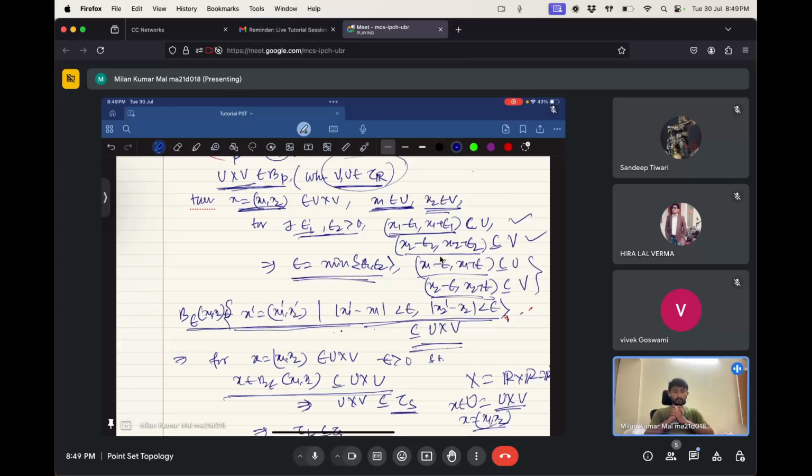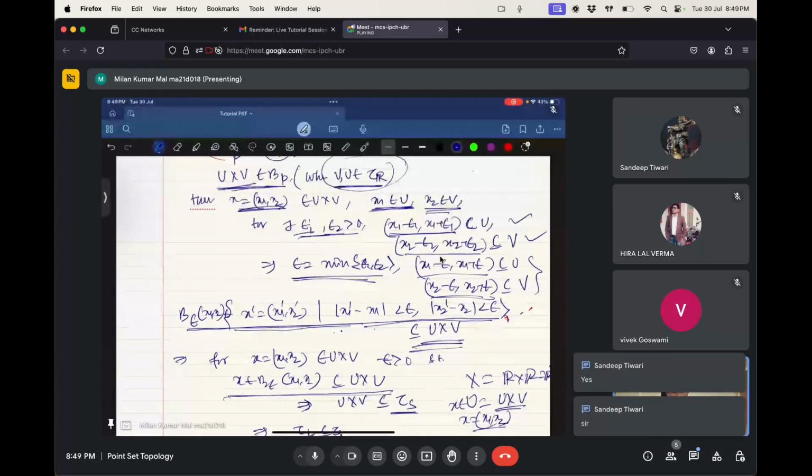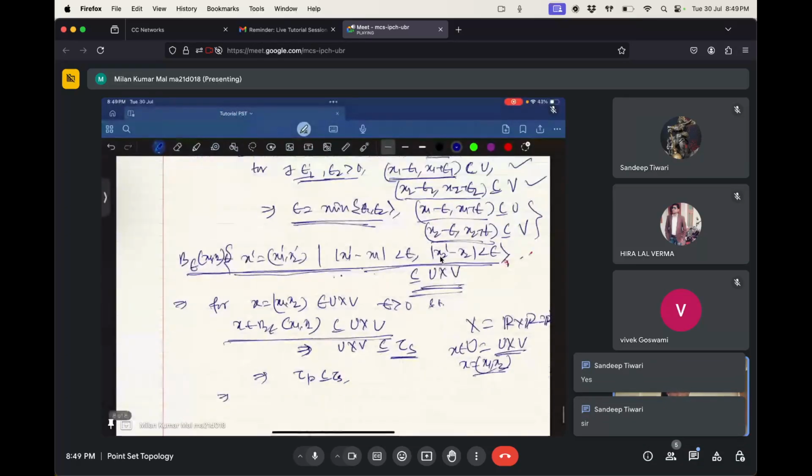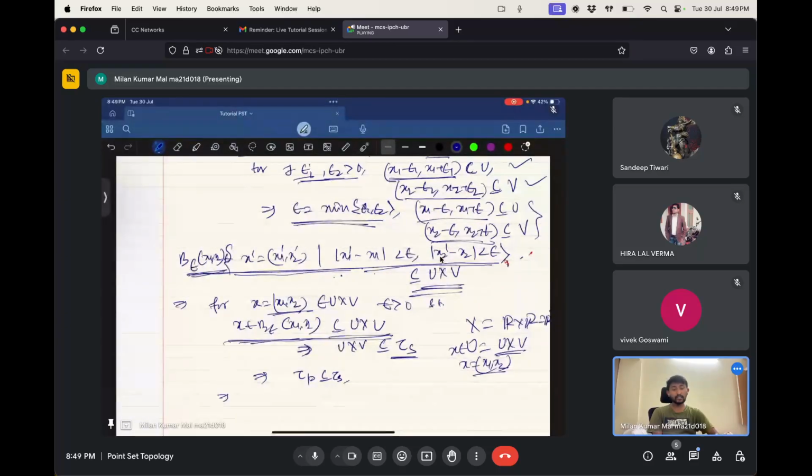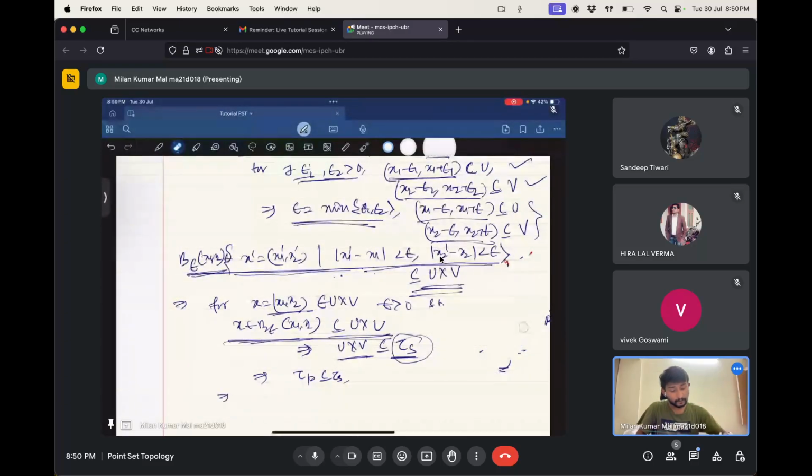Is it clear now? Clear? How is this B epsilon (x1, x2) sitting inside U cross V? Then that is completed, because that is the way we can say that for every x, this is the point, such that x belongs to there and that is sitting inside U cross V. That means U cross V is actually an element of the topology, right? So that means I can say that the product basis is sitting inside tau S.